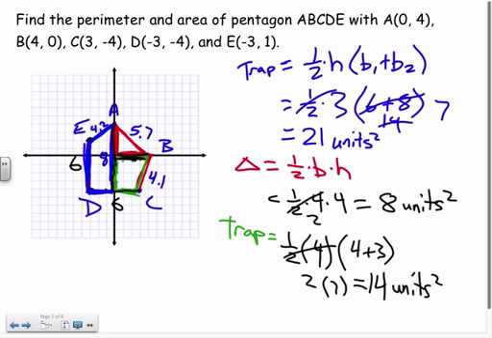And then we go ahead and add up all our areas. So 21 plus 8 is 29, plus 14 gives us 43 units squared.